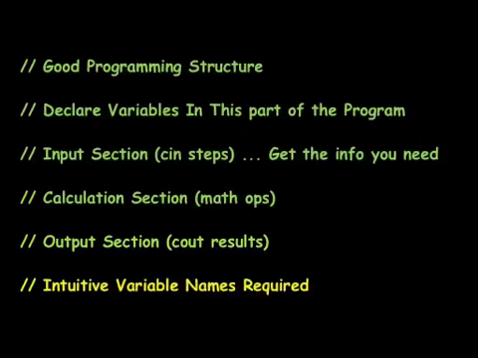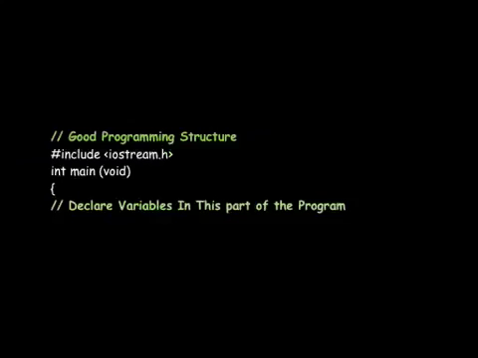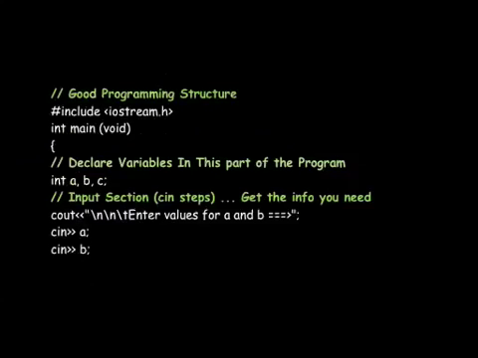Okay, let's look at an example. Let's say that we have opened a program and we're ready to declare variables. For example, let's say we have variables A, B, and C, and what we want to do is input A and B. First, we declare variables, and then we do our cout and cin statements to get values for A and B.